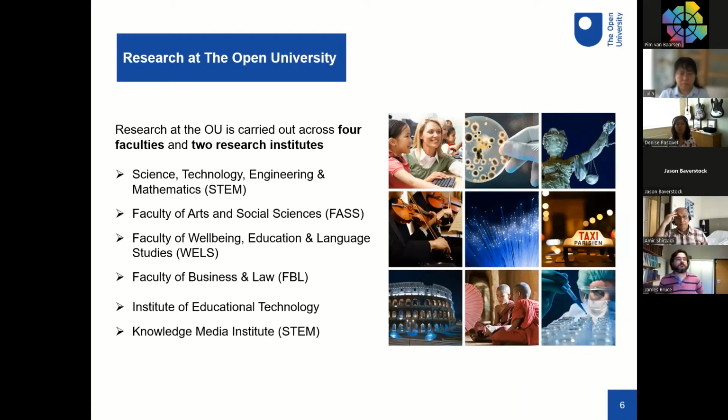The research at the OU is split into 4 main faculties: the STEM faculty, the Faculty of Arts and Social Sciences, the Faculty of Business and Law, and the Faculty of Wellbeing, Education and Language Studies. Although these are discrete faculties, as a university we try to take a cross-disciplinary approach to solving challenges. The value of this was really demonstrated during the recent pandemic, where I'm sure you're aware an awful lot of challenges were solved by both technical and social solutions.